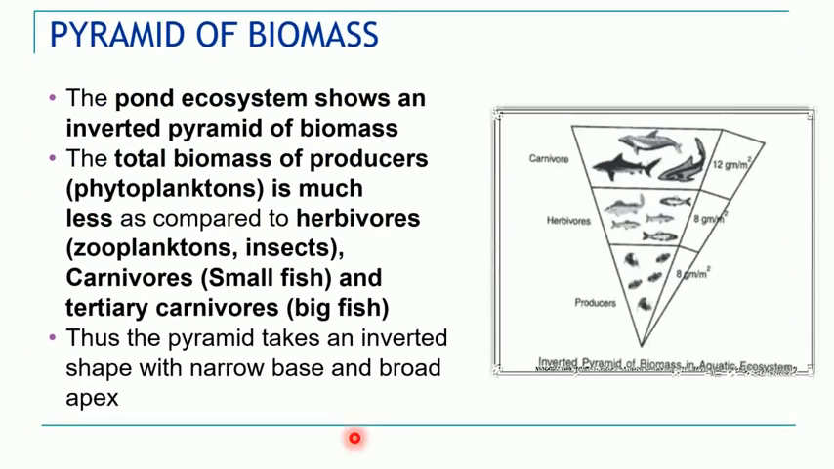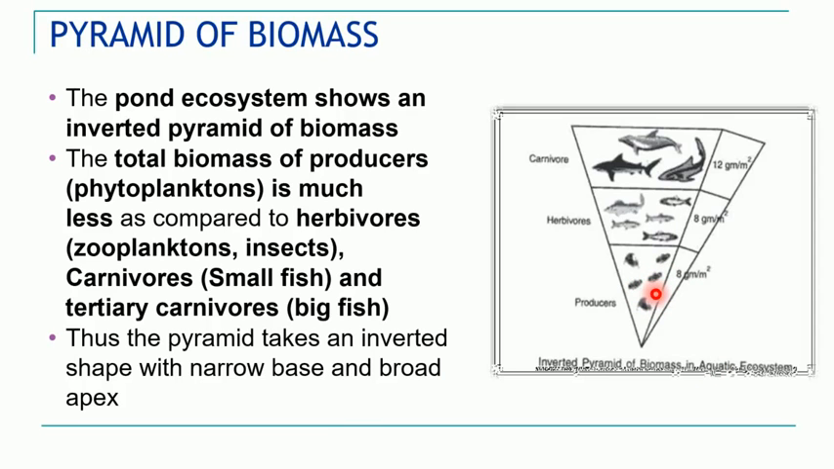On the other hand, if we see this pyramid of biomass in an aquatic ecosystem, it shows exactly the opposite. That is, it is inverted. So what is meant by an inverted pyramid of biomass? The total weight of producers in a pond or any aquatic ecosystem is less, though they are very large in number.